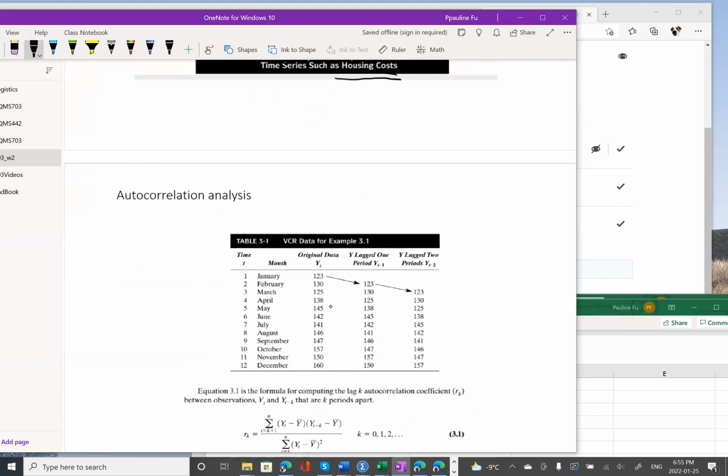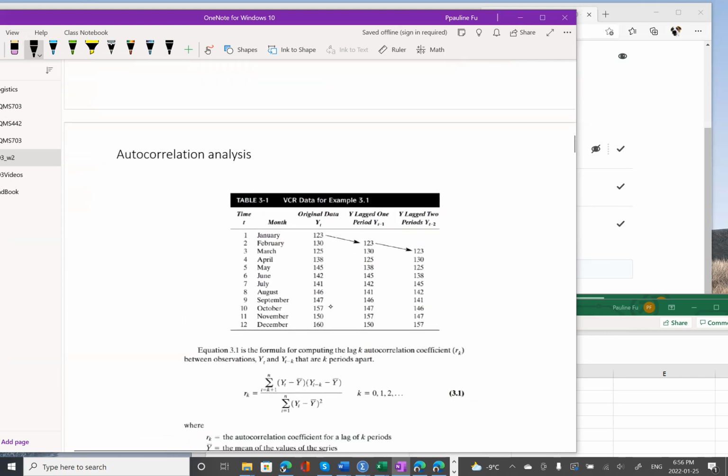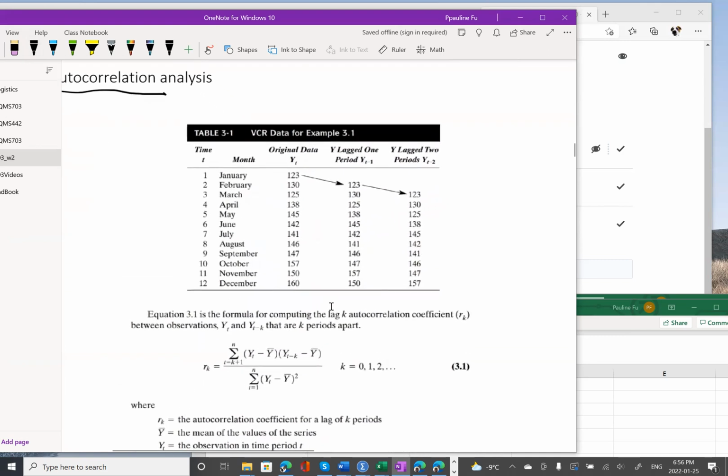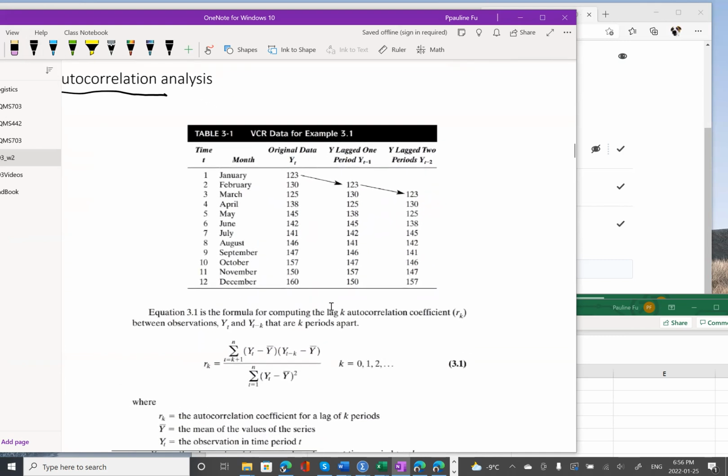When you analyze time series data, an important concept is autocorrelation. What is autocorrelation? I will use this data as an example. This is sales data for VCRs, for 12 months from January to December.